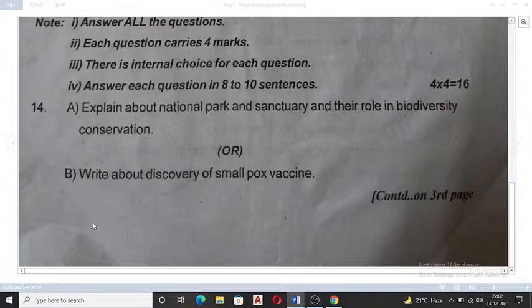But while writing the 14th answer, it's necessary that you write whether you are attempting A or B, or else marks will be deducted if you are not writing this option. So write about the discovery of the smallpox vaccine, also important here.